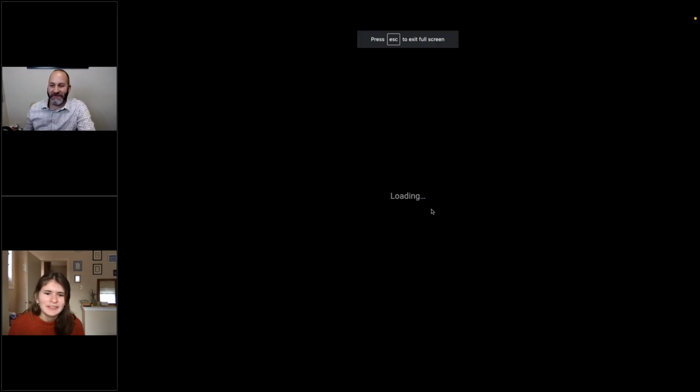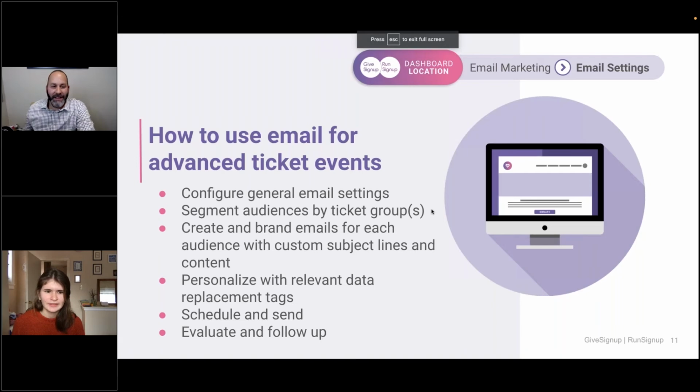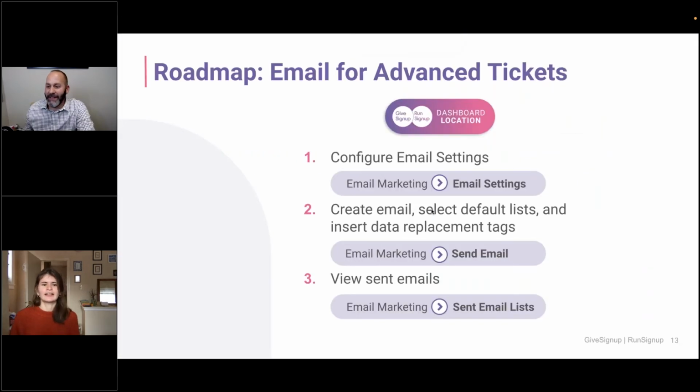Okay, let's go back to our presentation. Okay, so quickly, this is kind of the roadmap of where you can find what I just showed in your dashboard. So on your ticket event, to set up your email settings to begin with, you'll go to email marketing, and then the email settings page. That's where you'll set things like the reply to address, what you want to say.